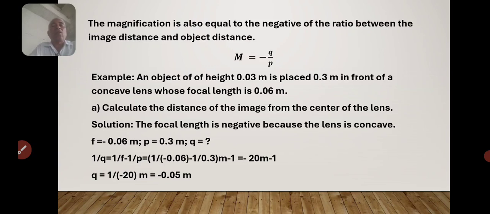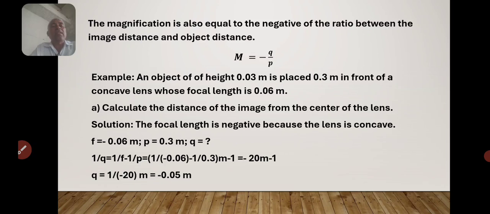An object of height 0.03 meter is placed 0.3 meter in front of a concave lens whose focal length is 0.06 meter. Calculate the distance of the image from the center of the lens. For calculating the distance of the image, we use the formula 1/F = 1/P + 1/Q.